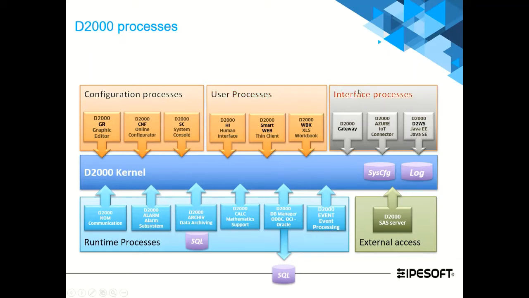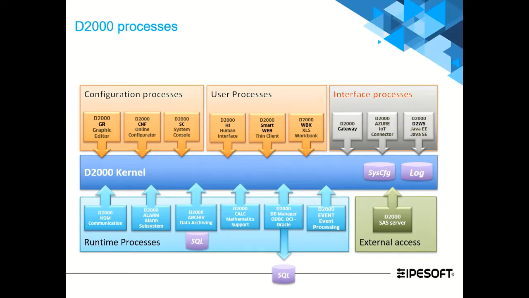And then there are interface processes. You can use D2000 Gateway to connect two or more D2000 applications, even if they run different versions of D2000. D2000 Azure IoT Connector is a new thing that handles connectivity to the Microsoft Azure IoT platform. D2000 Web Services implements connectivity to D2000 via REST interface and Comet API. For example, you can read current values of objects, read the historical values from the archive database, call a procedure implemented in D2000 Event. There are also other processes I've not shown here.